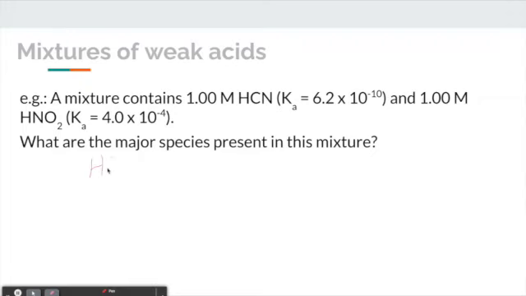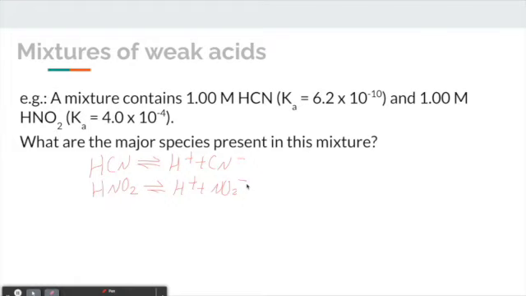So let's do the dissociation equations. HCN is going to dissociate or ionize to give you H plus and CN minus, and the HNO2, that's going to dissociate and give us H plus and NO2 minus. So what's present? Well, HCN molecules are going to be there. HNO2 are going to be there. There's going to be H pluses from both of the two acids. The HCN gives us the cyanide ion, CN minus, and the nitrite ion, NO2 minus, also is going to be present from the HNO2.